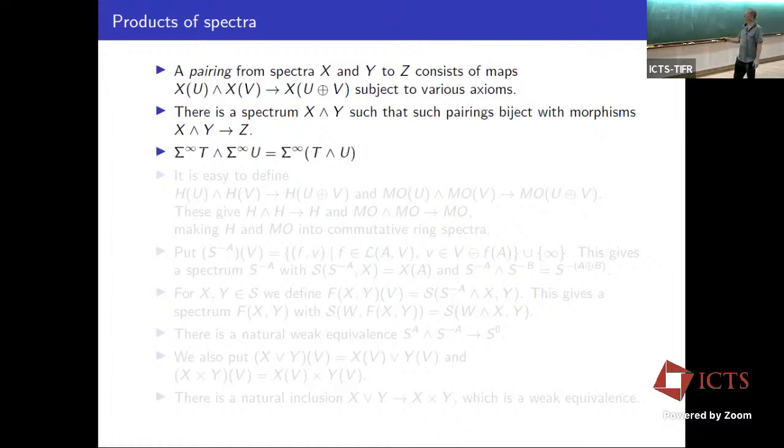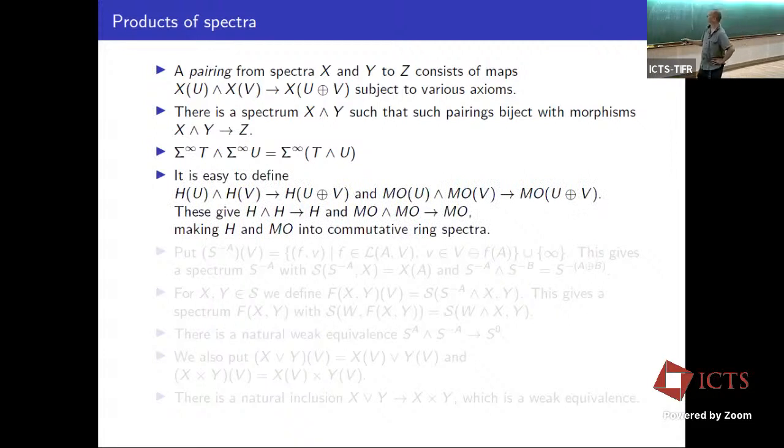The basic calculation is that you just do this with suspension spectra. Remember, for any base space T, we have a suspension spectrum sigma infinity T, and the sigma infinity functor respects smash product. Here we've got the smash product of spectra, there we've got the smash product of spaces that we defined before, and they're compatible via sigma infinity.